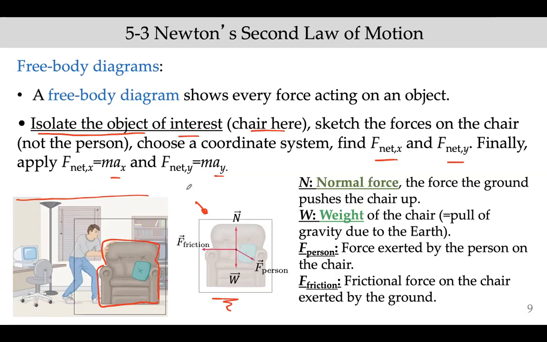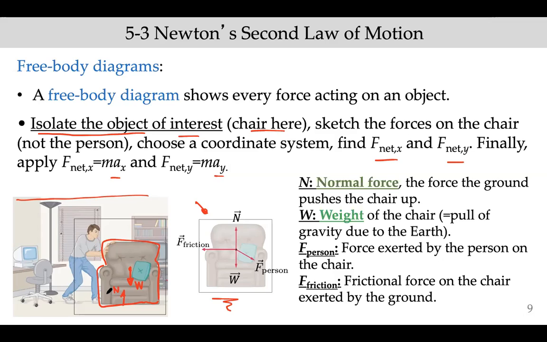Okay, what are the forces on the chair? First of all, the easiest one is gravity, right? This chair is on the earth, so the earth is pulling it down. The other one is that the chair is not in the air, it's on the ground, right? The ground is actually pushing it up. This is called normal force.